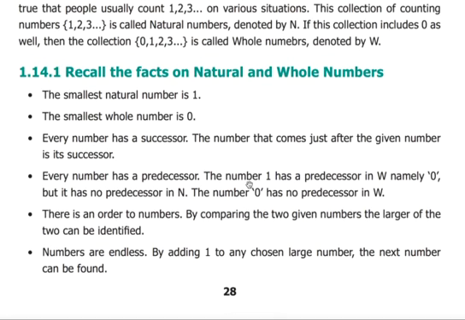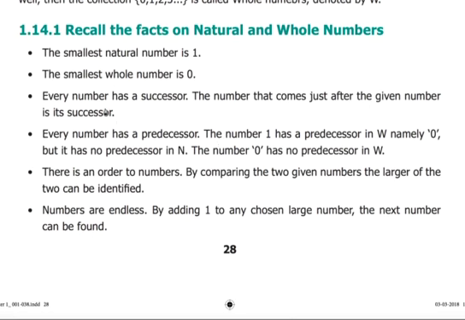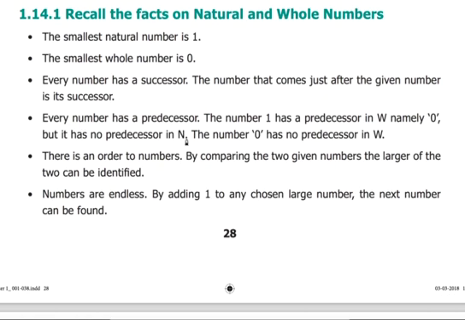Every number has a successor. See, the natural numbers start from 1. Whole numbers start from 0. Okay. 0 together with natural numbers is nothing but whole numbers. The number that comes just after the given number is its successor. Every number has a predecessor. The number 1 has a predecessor in W, namely 0. But it has no predecessor in natural numbers. The number 0 has no predecessor in whole numbers.